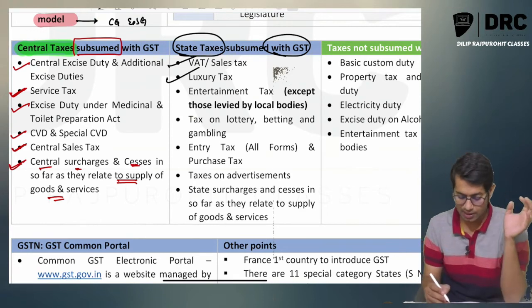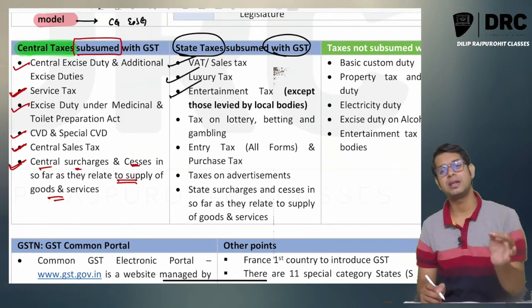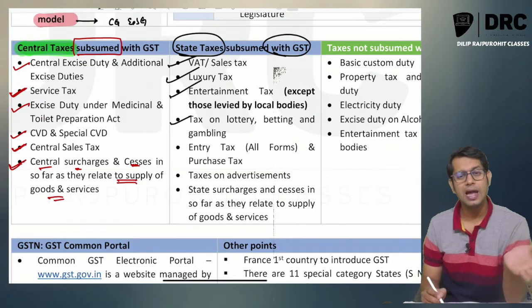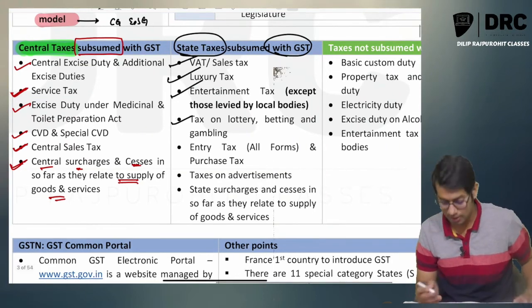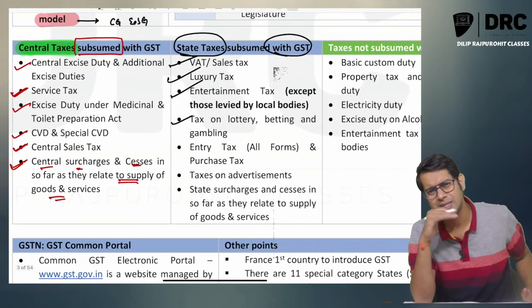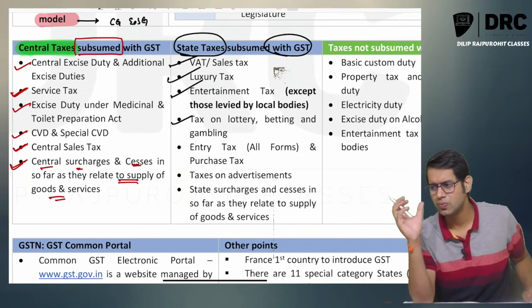Luxury tax was collected, now merged with GST law. Entertainment tax, which was collected, is merged with GST law. Tax on lottery, betting and gambling is merged with GST law. Sir, what do you mean by this? It is merged with GST law, it is subsumed with GST law.